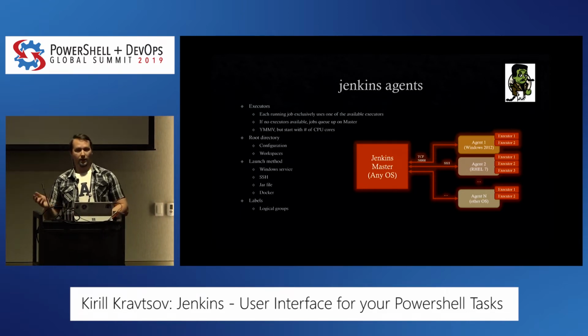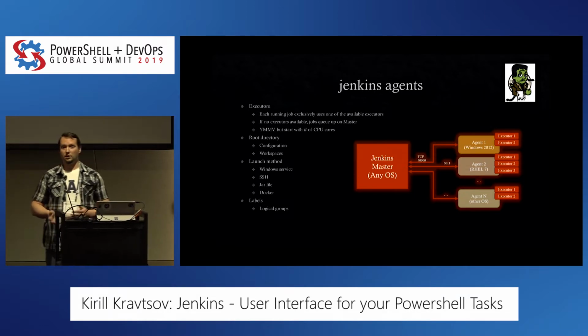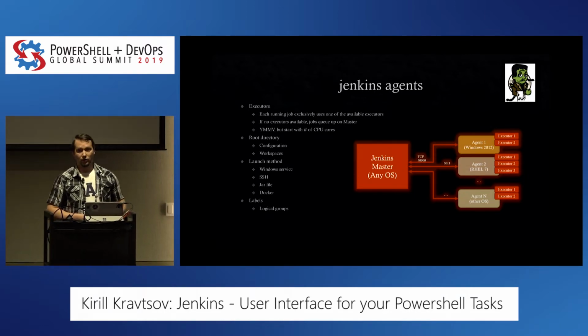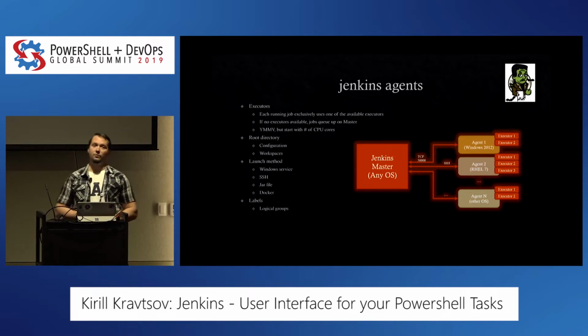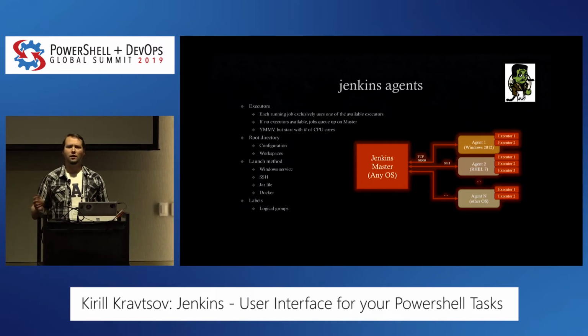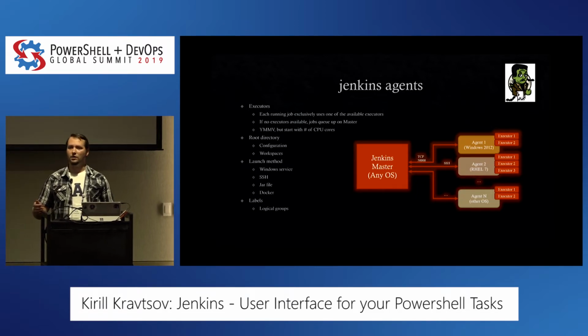Like I said, you can have different launch methods here. You can start Jenkins as a Windows service and have it run as a service account. You can have it as an SSH and then connect to a Linux machine. You can start it as a jar file and interact with the desktop. And you can run it as a Docker container by downloading a Docker plugin and then, for each job, spawning a new Docker container, running the job, and destroying the container.